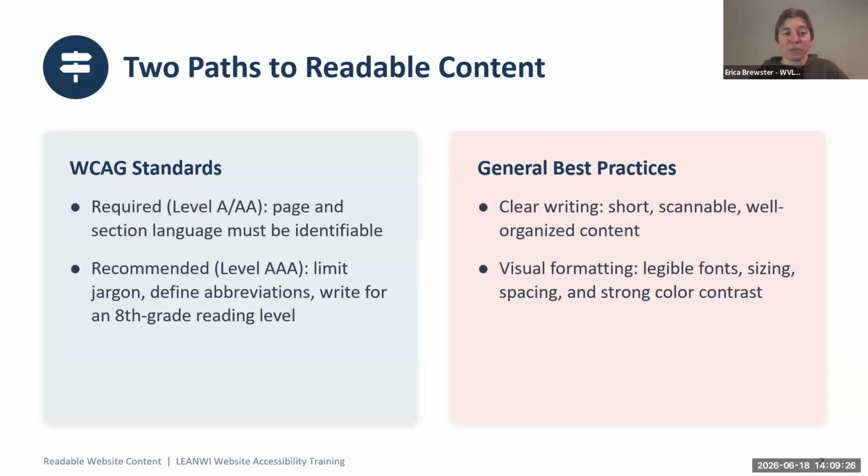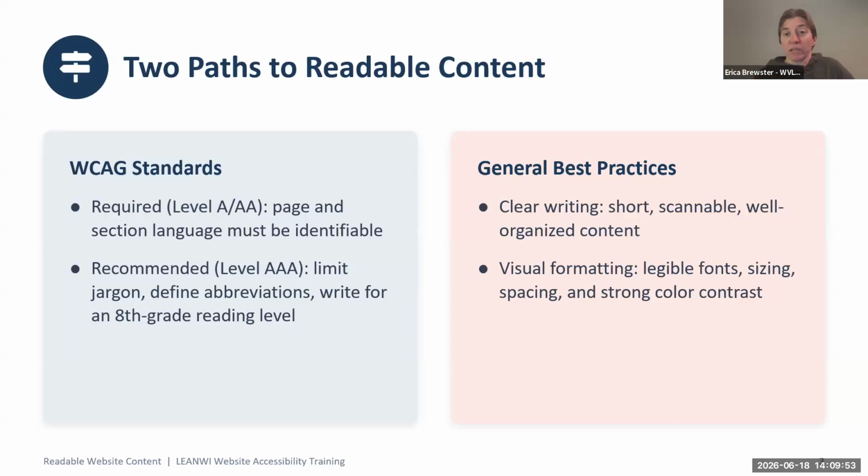And really, it's very simple. The language of the page and of any section of a page must be identifiable and apparent. That's all that's required. Level A requires that we notify a screen reader or a visual user that they are reading a website printed in the English language.